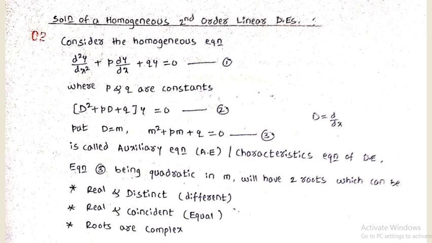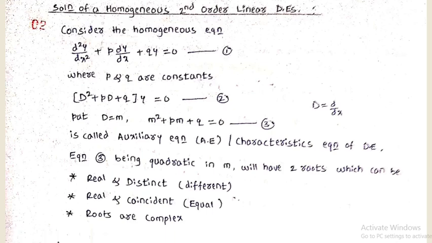So here in the quadratic equation there are 2 roots, and these 2 roots are either real and distinct. Distinct means different roots: real and different roots. The second possibility is real and coincident, or equal roots: real and equal roots. And the third possibility is that the roots are complex. So these roots are either real and different, or real and equal, or complex.